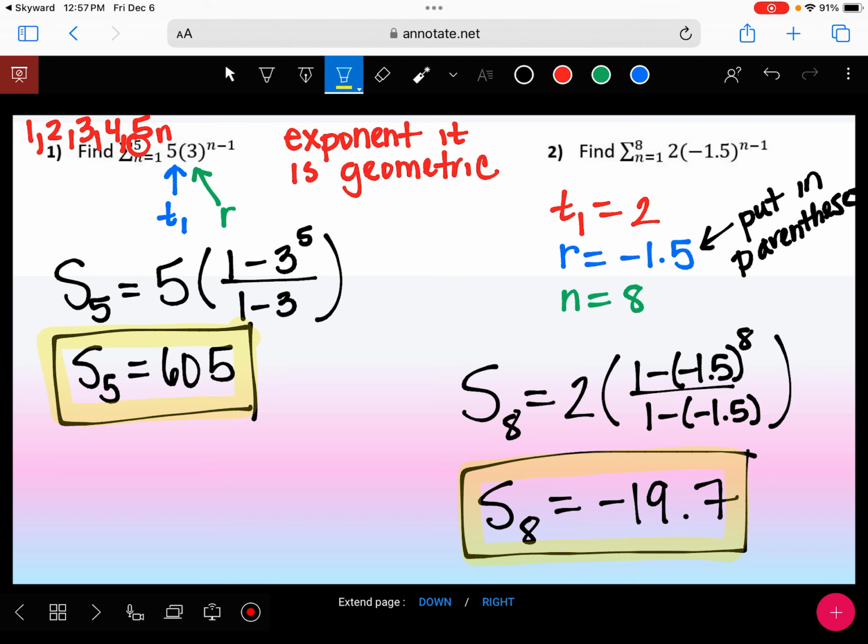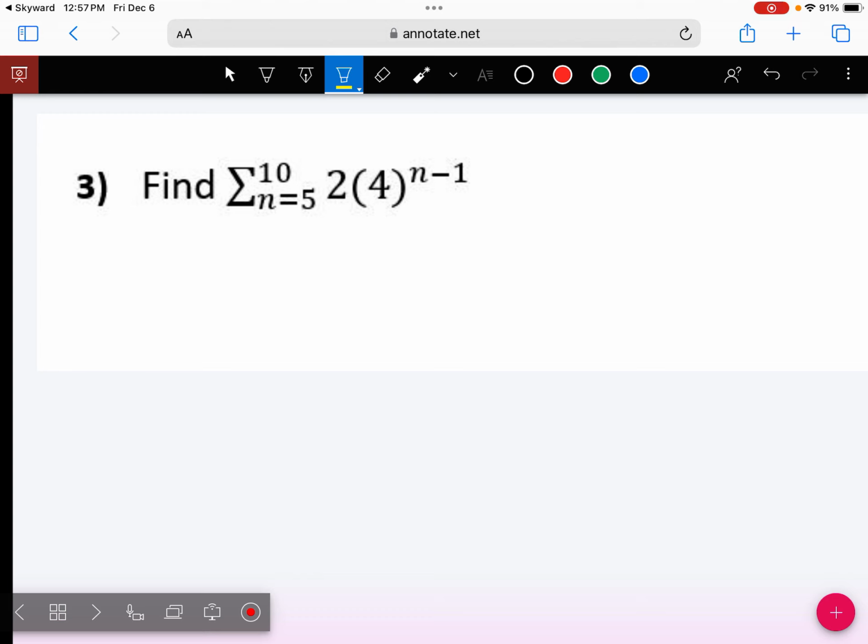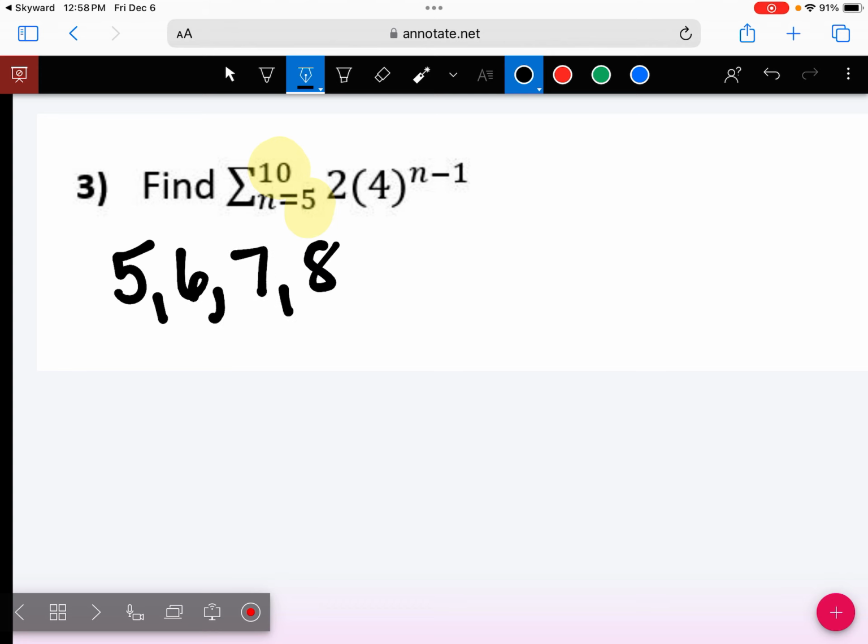Any questions about numbers 1 or 2? Okay, when we get to number 3, that's where it gets a little tricky. So we have to tweak our formula just a little bit when we get to number 3. The reason why is because notice the number at the bottom of the sigma is not 1. What this is telling me, these two numbers tell me that I'm going to start with the 5th term, and I'm going to go from the 5th to the 10th term.